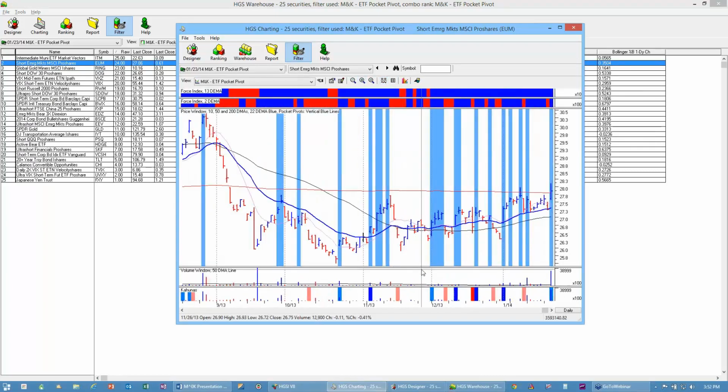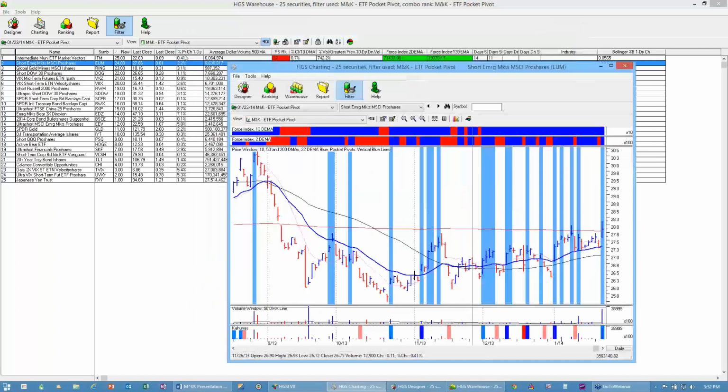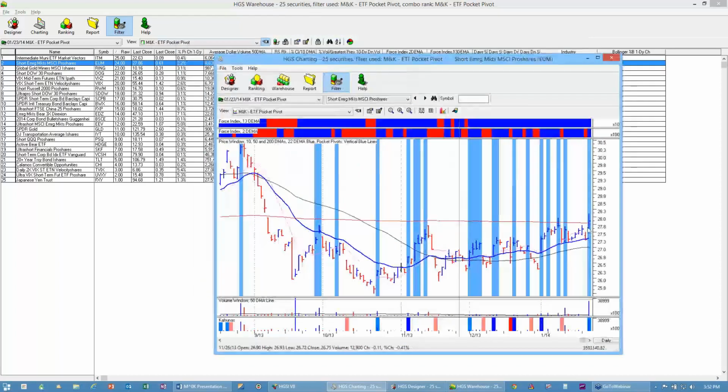And you can see every other instance of when a pocket pivot occurred. Now that's the view that I'm in, ETF pocket pivots. So all of these blue areas represent pocket pivots. Now obviously we've been in a very choppy market because this really has gone nowhere. It's fluctuated between around 28 down to 26.3, but there have been multiple pocket pivots.